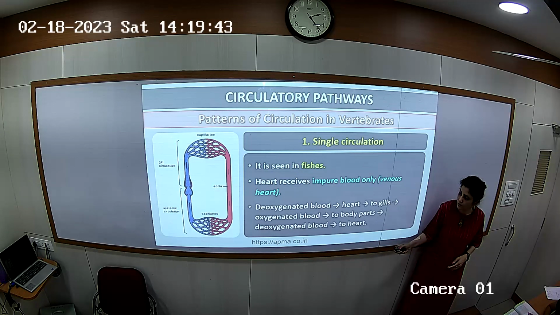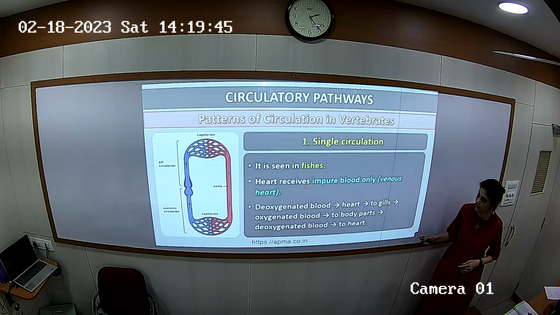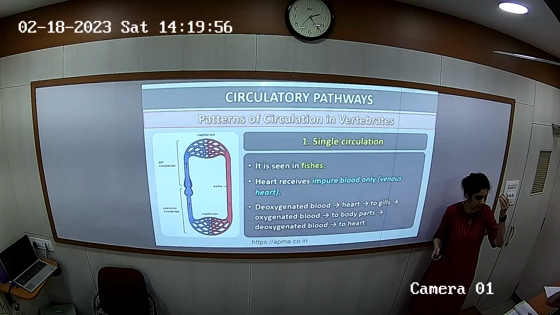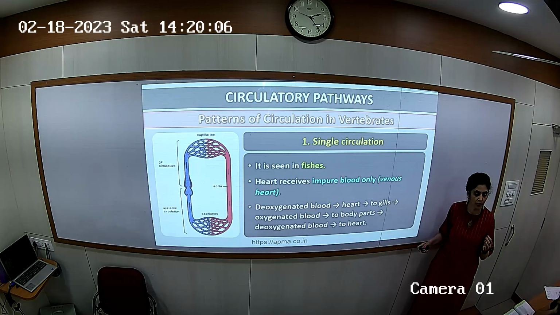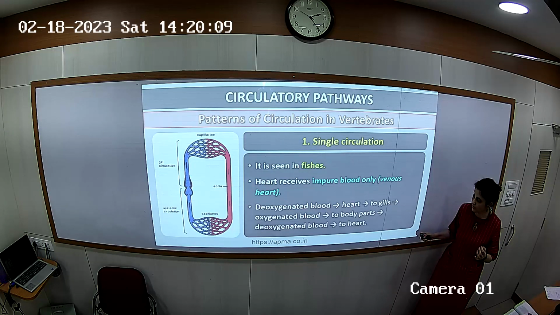Okay? So it is seen in fishes, the heart receives impure blood only, so it is called a venous heart. This terminology is not used in NCERT. You can ignore this. But since the heart gets venous blood and venous blood leaves the heart also, the entire heart is called a venous heart. Okay? So this is the circuit. The circuit you all should know. Deoxygenated blood to the heart, deoxygenated blood going out of the heart to the gills, then oxygenated blood to the body part, and from the body part again this cycle continues. Deoxygenated blood back to the heart.